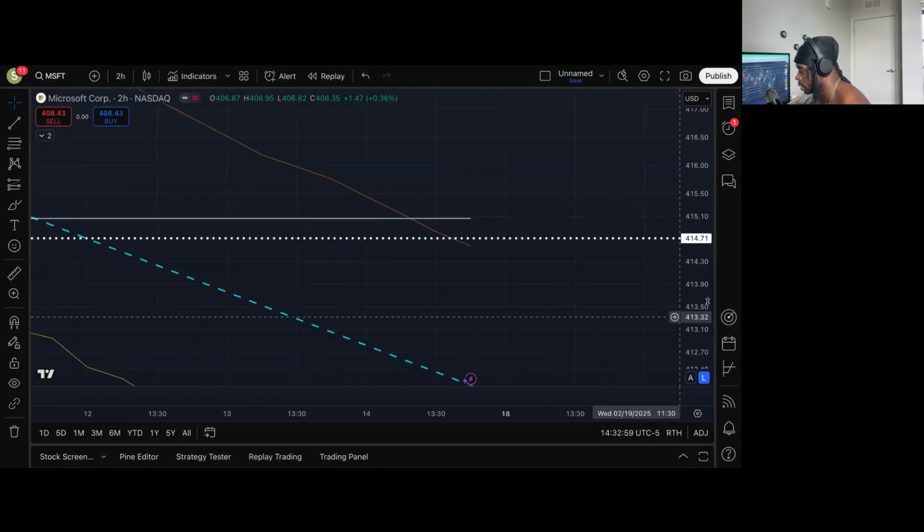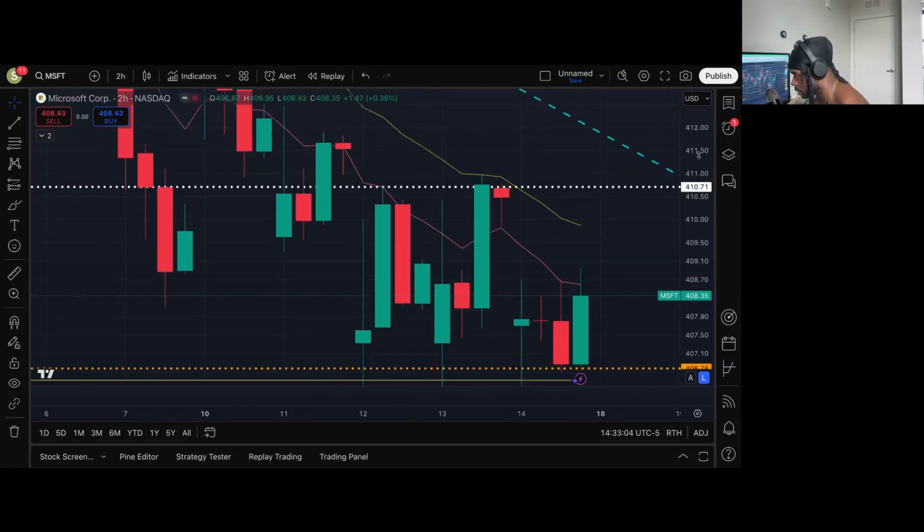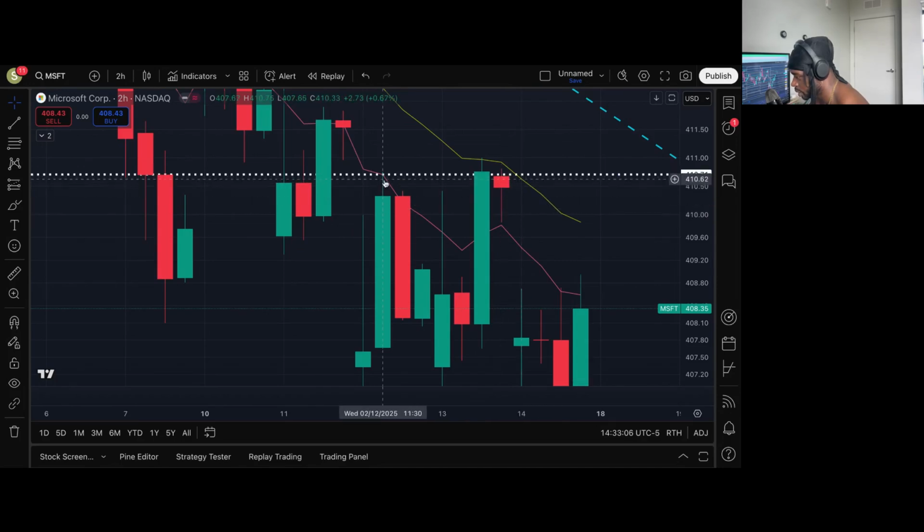Okay, so that is what I'm looking for. I'm looking for wicks at those levels and micro double bottoms, micro double tops at those levels. Look at this, 410. Oh my gosh, this level's crazy. Look at that. It's perfect. It's literally respecting that level to the penny.